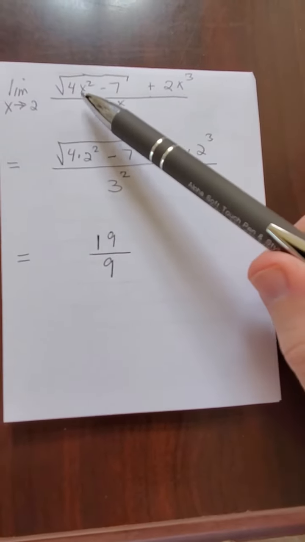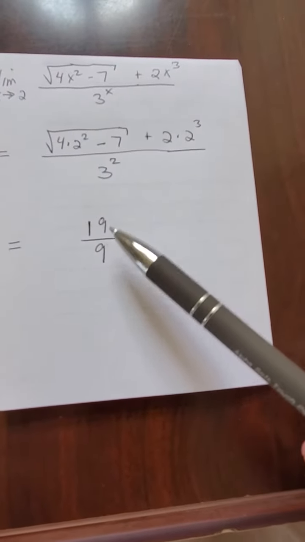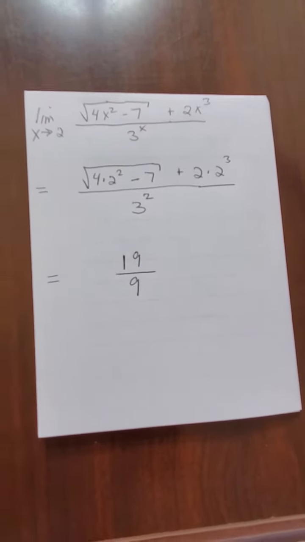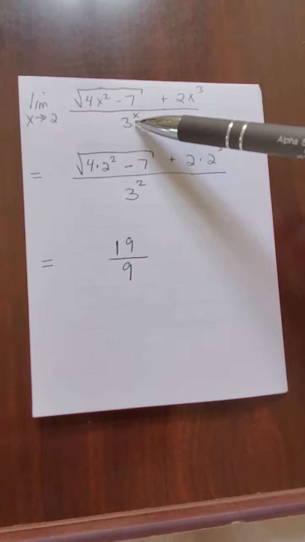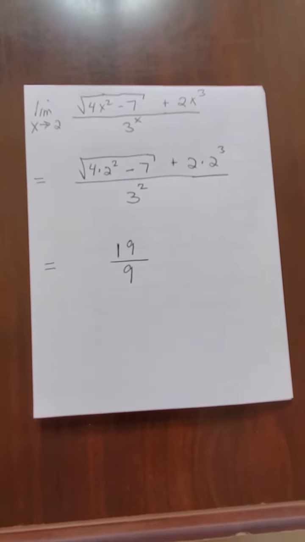Every time I see an x, I'm plugging in a 2, and then I crunch this all out, and I get 19 over 9. And this is something I could always do, provided it's not going to create a problem, like, for example, as long as I'm not going to have a 0 on the bottom of the fraction or some horrible issue like that. That's all this is saying.